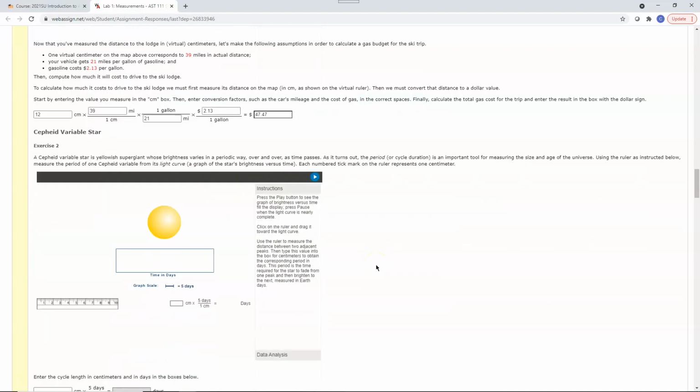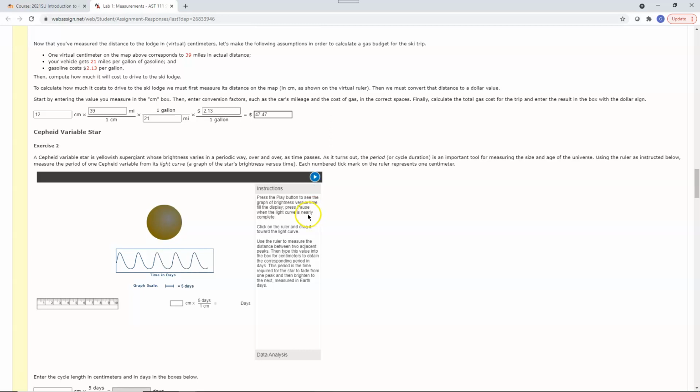All right. So here we have a Cepheid variable. A Cepheid variable star is a star whose brightness varies in a specific periodic way, over and over. So if you look at it, it gets brighter, dimmer, brighter, dimmer. Well, how are we going to check that? Let's press play right here. And when we press play, notice you get peaks and valleys, peaks and valleys, peaks and valleys.